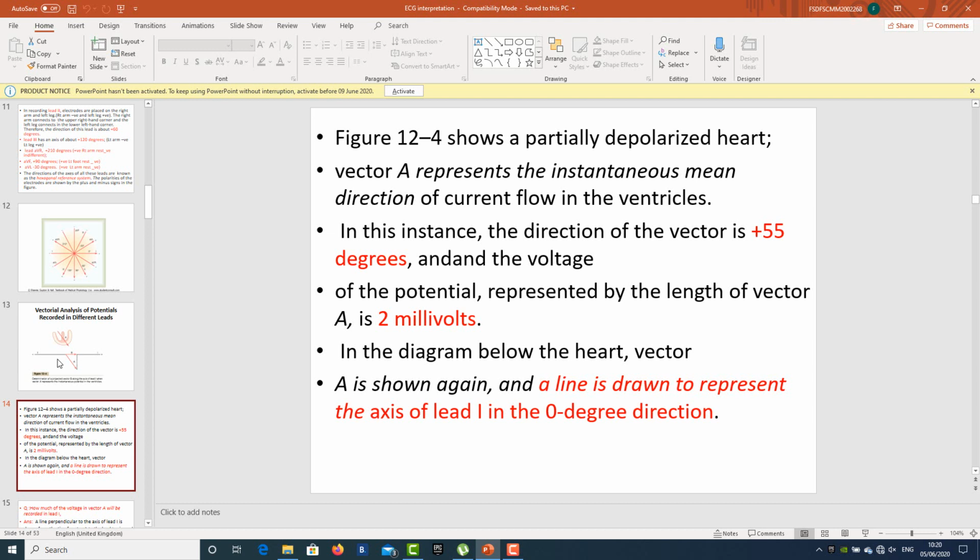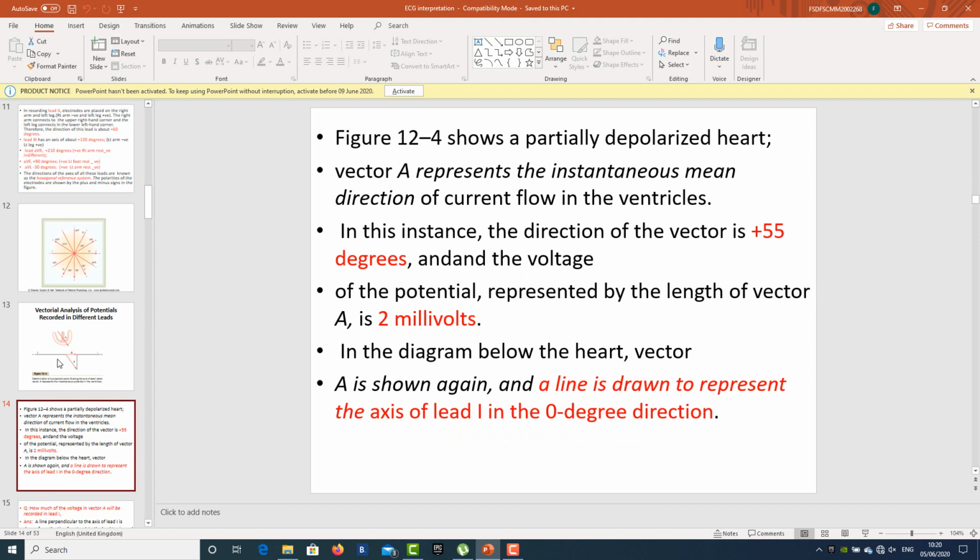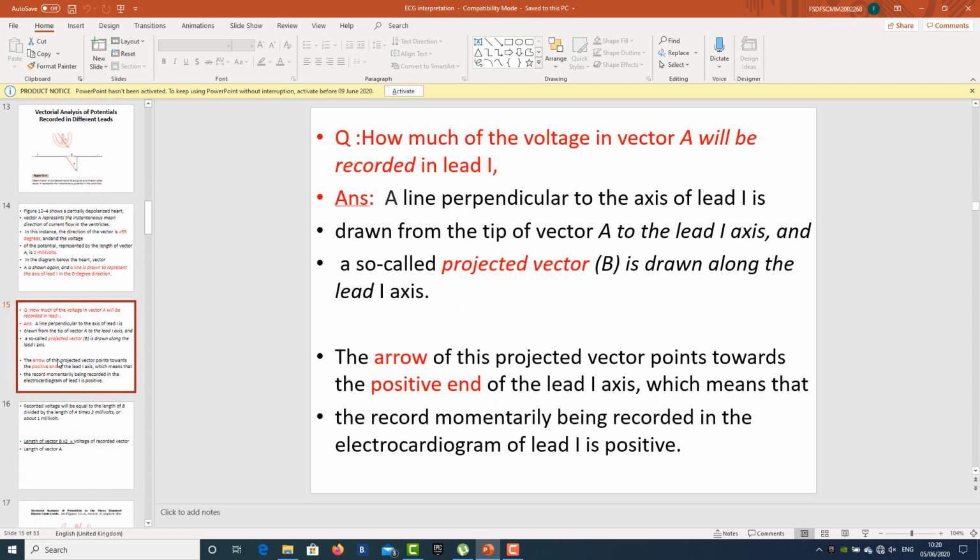In the diagram below the heart, vector A is shown again, and a line is drawn to represent the axis of lead 1 in the 0 degree direction. This is how you interpret it. How much of the voltage in vector A will be recorded in lead 1?